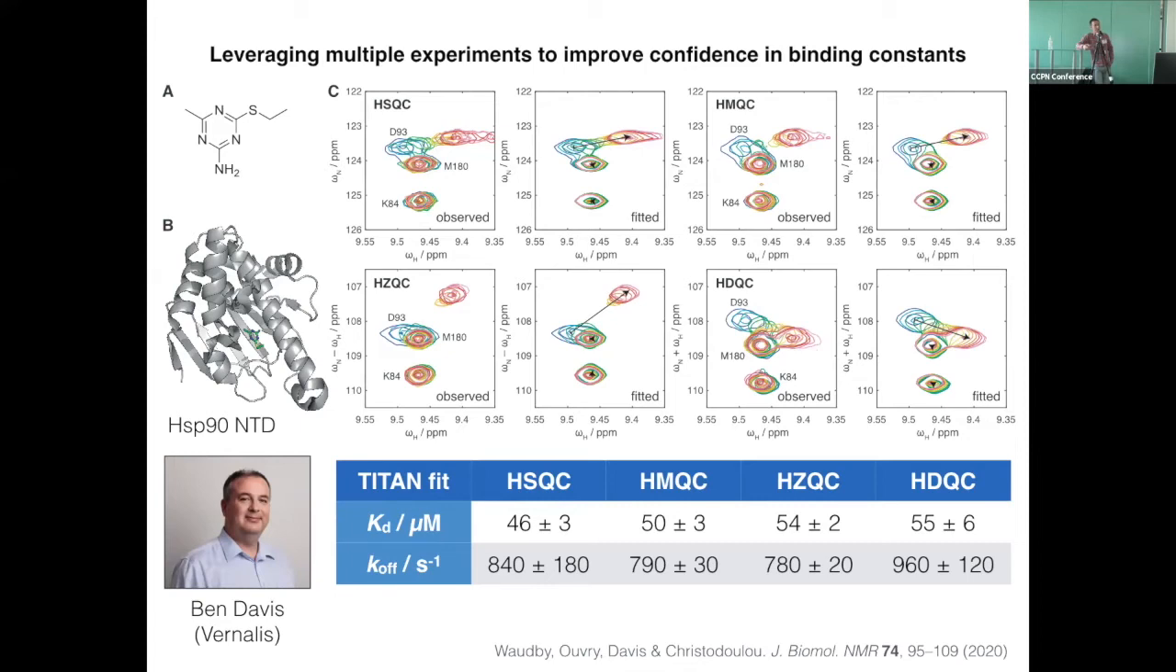The HMQC is pretty strongly broadened, but the HZQC in the bottom left, now this is a zero quantum frequency difference, so the peaks are shifted. You have a much larger frequency difference in the indirect dimension, so you have effectively slow exchange. Whereas in the double quantum correlation spectrum in the bottom right, you have fast exchange because now the frequency difference is much smaller.